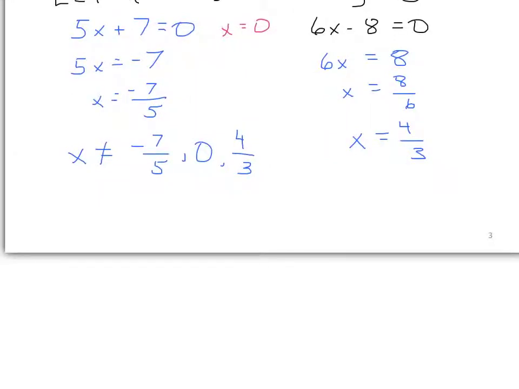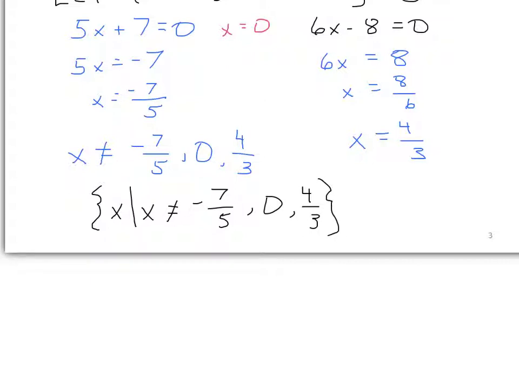And the way you write the solution set is you do a bracket, x such that x does not equal -7/5, 0, 4/3. I call this a solution set. That's not what it is. These are not the solutions. What it's telling us is what the solutions can't be. So this set here is called the domain. And when they ask for the domain, they want it in set notation.